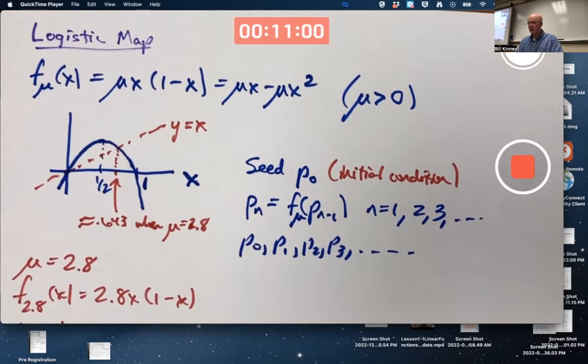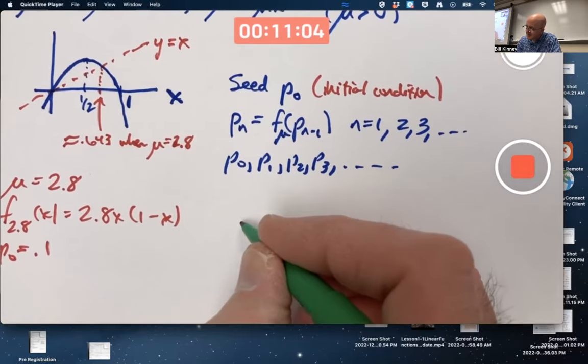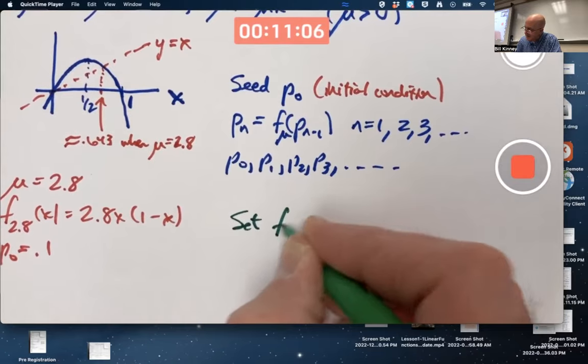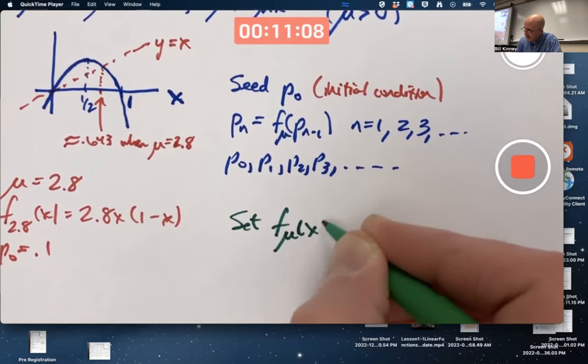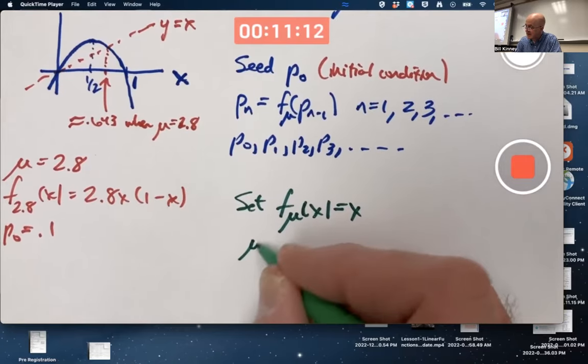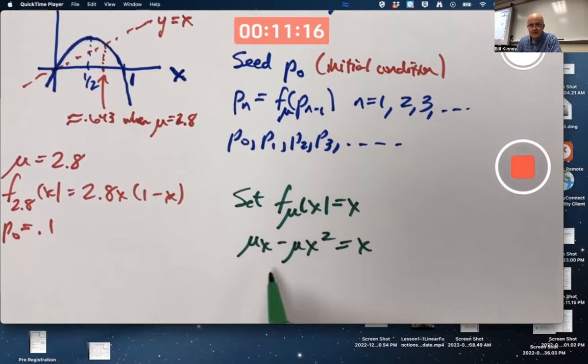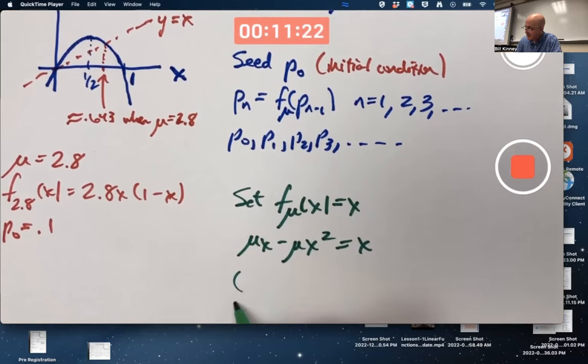Let's see if we can solve for it algebraically in the general case. So if I set f sub mu of x equal to x, can I solve that equation? Sure, it's going to be a quadratic. There's f sub mu of x. Subtract x from both sides. You don't even have to use the quadratic formula.